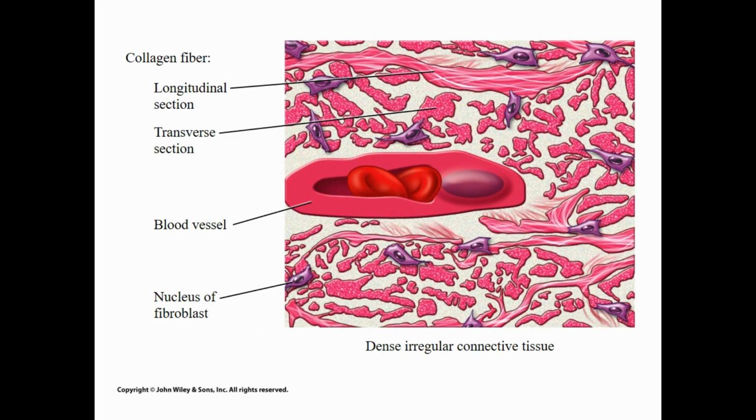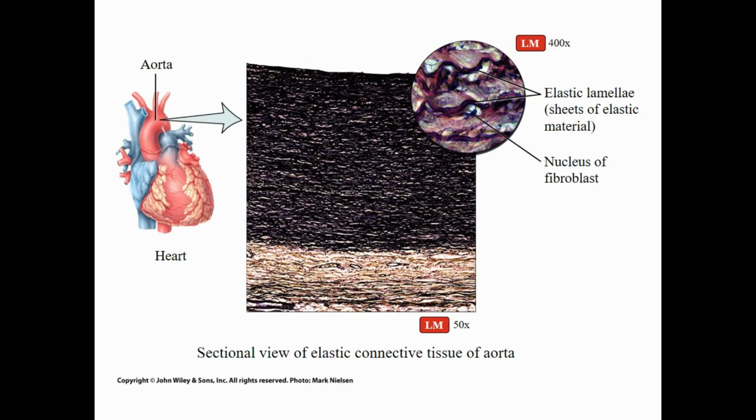So we see it again here. These are running towards us. These are running from right to left, and you can just tell that they are very haphazardly organized, and that tells us irregular, dense, irregular.